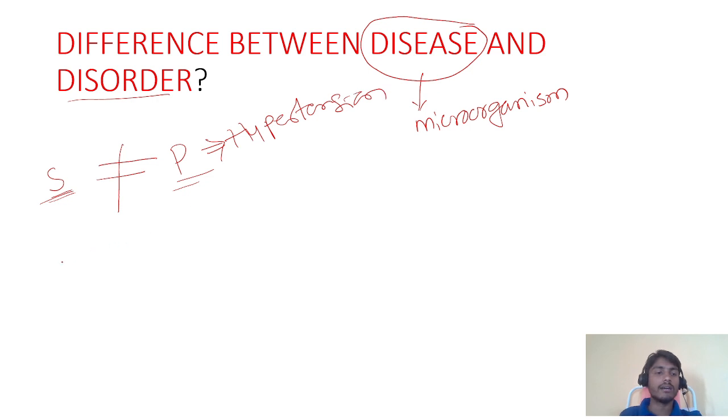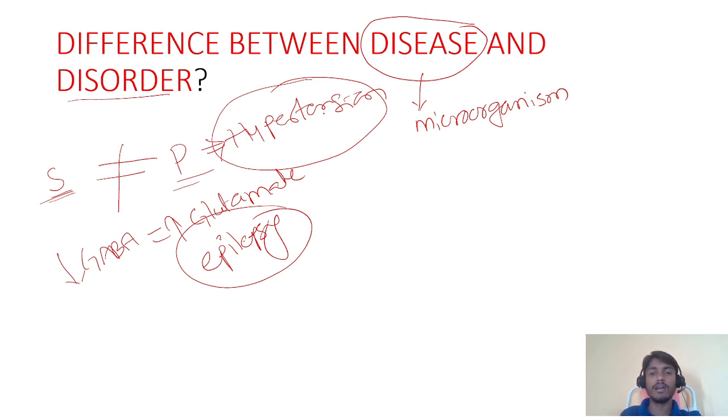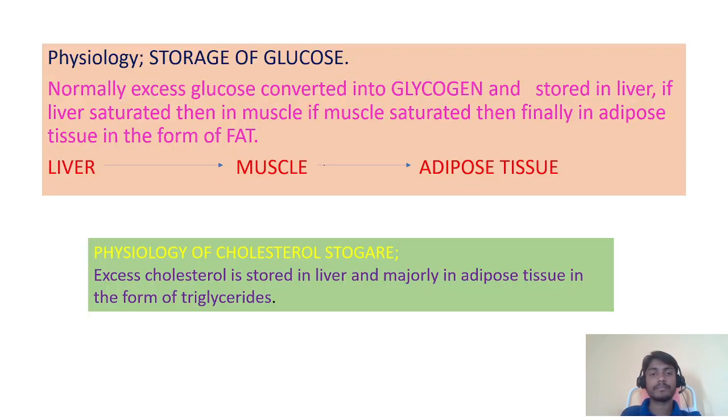Okay, decreased GABA level and increased glutamate lead to epilepsy. So epilepsy is a disorder, hypertension is a disorder. Like that, diabetes is also a disorder. What kind of imbalance we need to observe, we will see in the next slide.